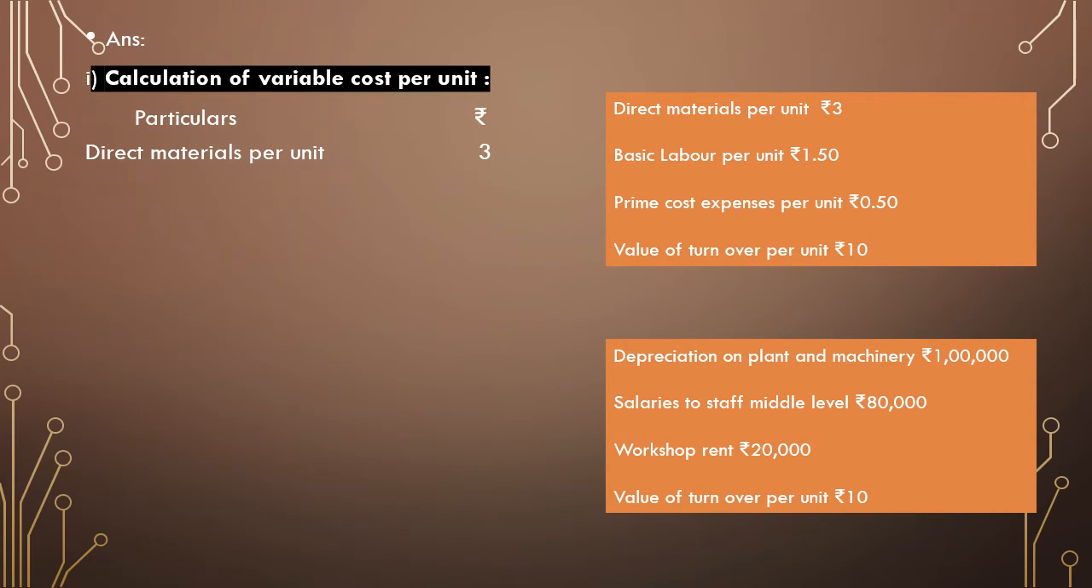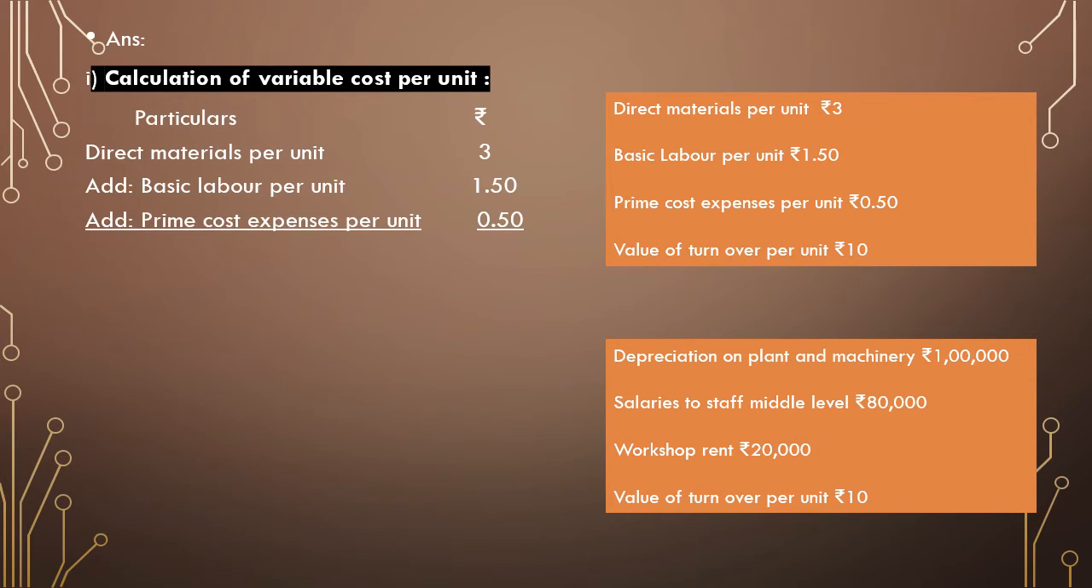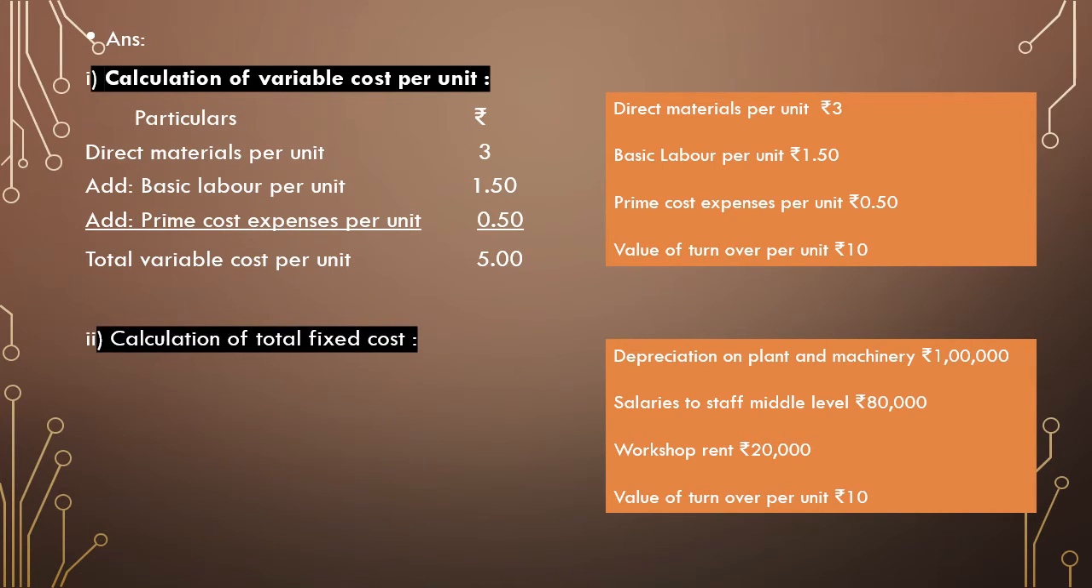So we have the direct materials per unit, that is rupees 3. We will add basic labor per unit into it, that is rupees 1.50. Then again we will add prime cost expenses per unit, which is also variable part, that is 0.50. In this way, we will get our total variable cost per unit, that is rupees 5. In the same way, we will calculate total fixed cost.